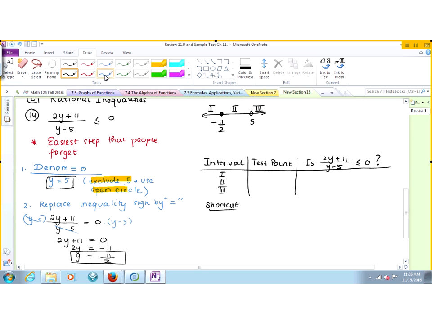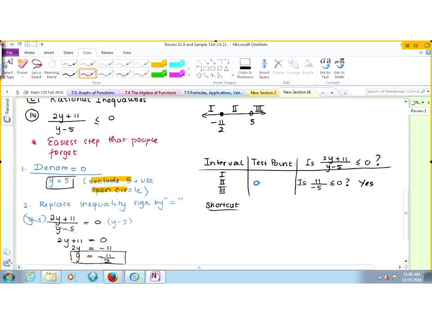Again, what number is easiest to use? 0. Okay. Where is 0 located? Okay, so I'm going to put 0 here, test point 0 on interval 2. Now, the next question is, I'm going to substitute here. What is 0 plus 11? 11 over negative 5 less than or equal to 0. What is my answer? Yes or no? Yes. Okay, good.